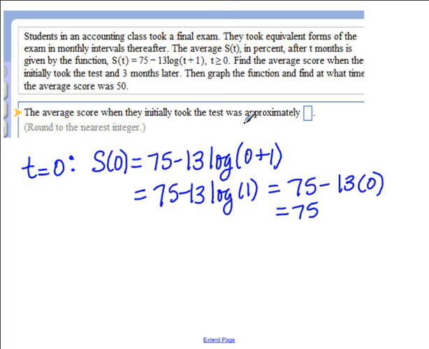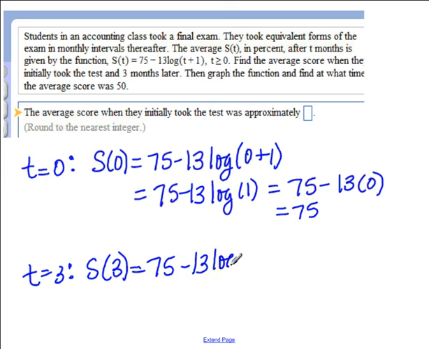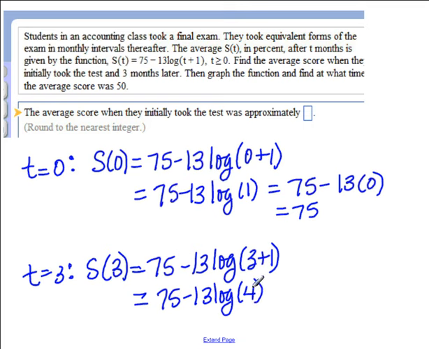Okay. And then it said to find the score when they took it 3 months later. So 3 months later, we're going to plug in 3 for t. 75 minus 13 times the log of what? 3 plus 1. So we're just going to use our calculator to find 75 minus 13 times the log of 4. So 75 minus 13 times the log of 4 gives 67.12. It said round to the nearest integer, so 67 would be our answer.